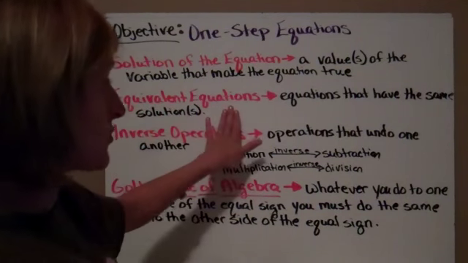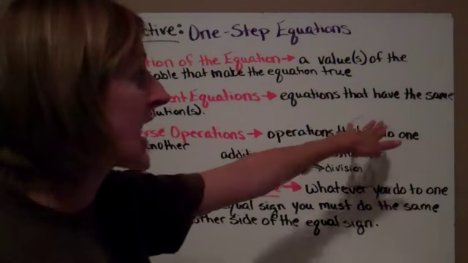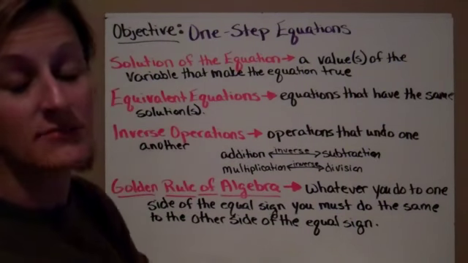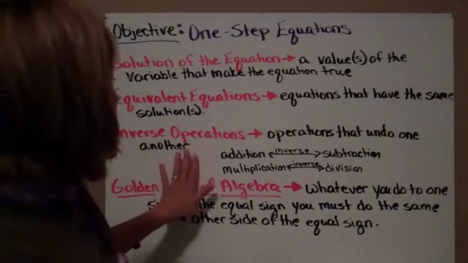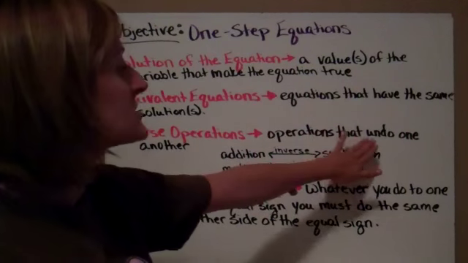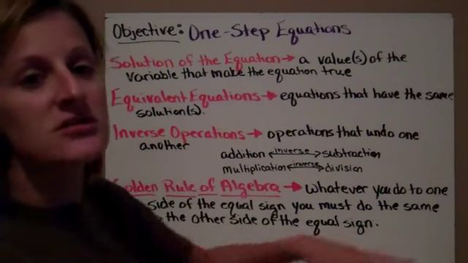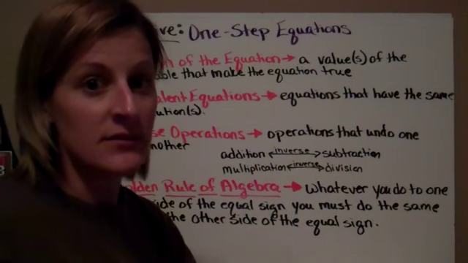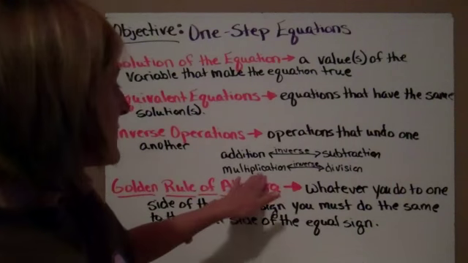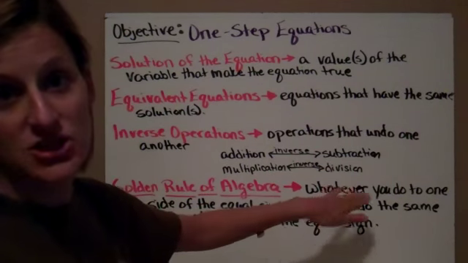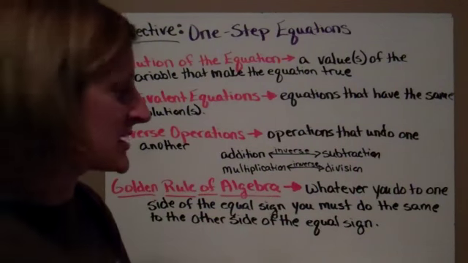Now, equivalent equations are equations that actually have the same solution or same solutions. So they're going to have the same answers. Inverse operations are operations that undo one another. So adding something to undo the addition, you need to subtract it. Same thing with multiplication. To undo multiplication, you do division, and vice versa.